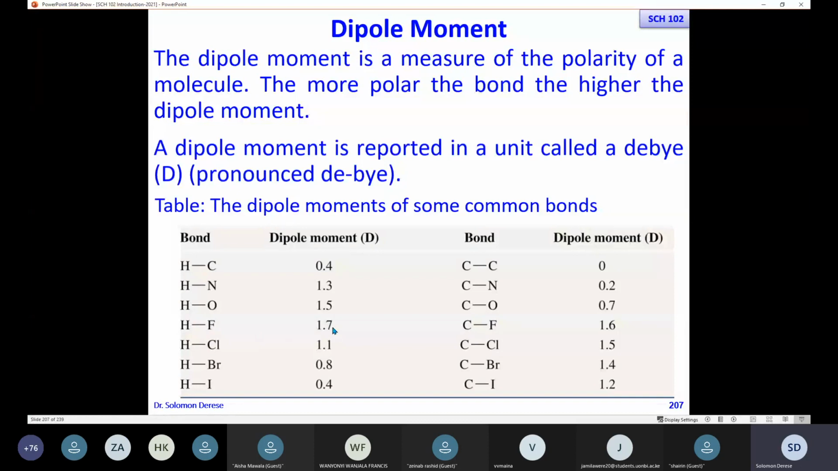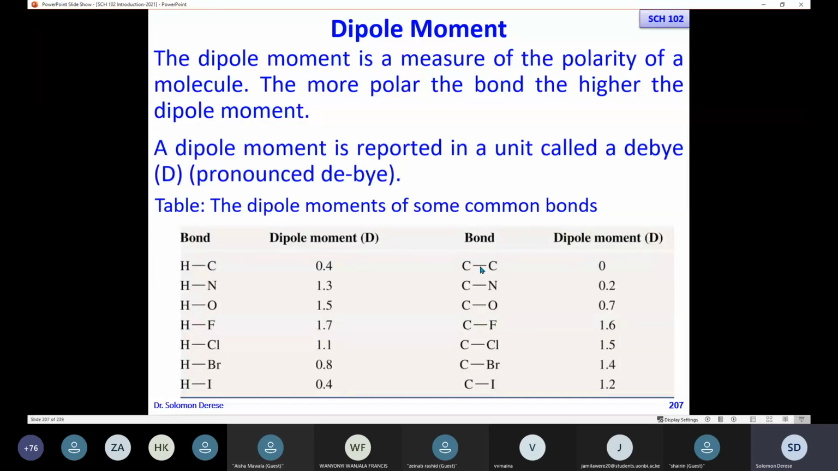HF has a dipole moment of 1.7. This one has a dipole moment of 1.1. This one has a dipole moment of 0.8. This one has a dipole moment of 0.4. The same applies when you fix carbon. Here we fixed the hydrogen and changed the other element. Now we fix the carbon and then we change.